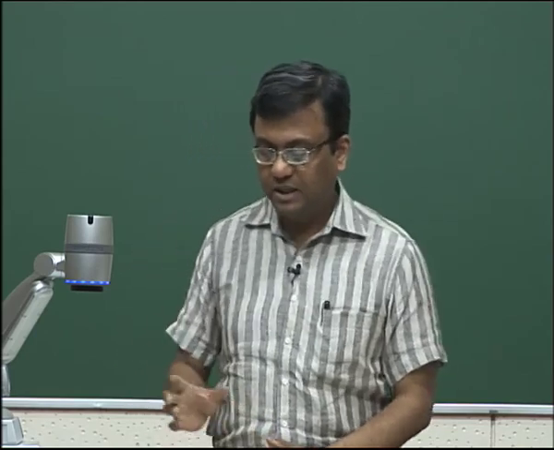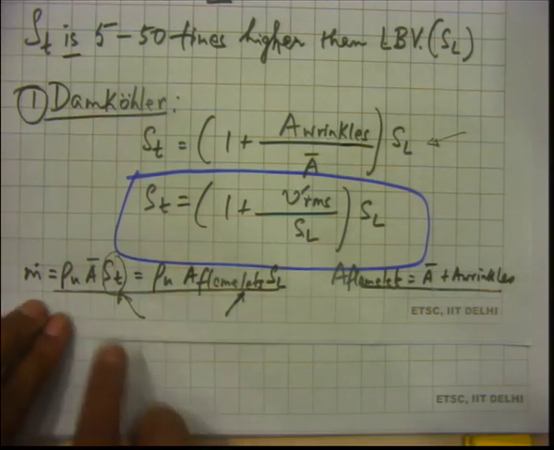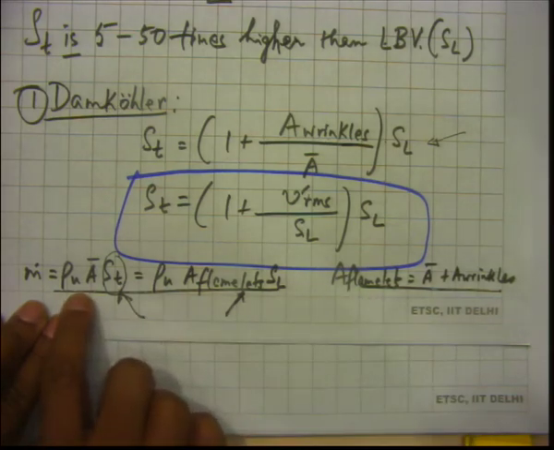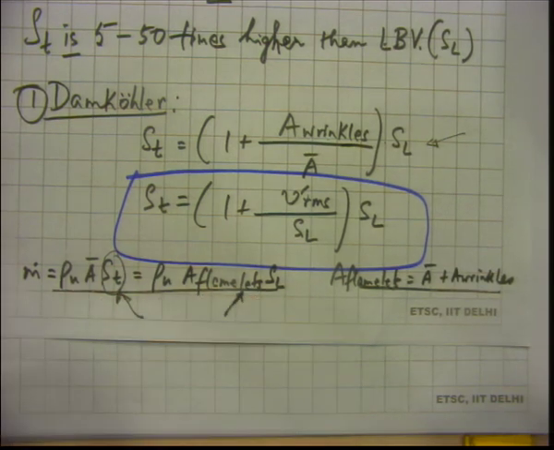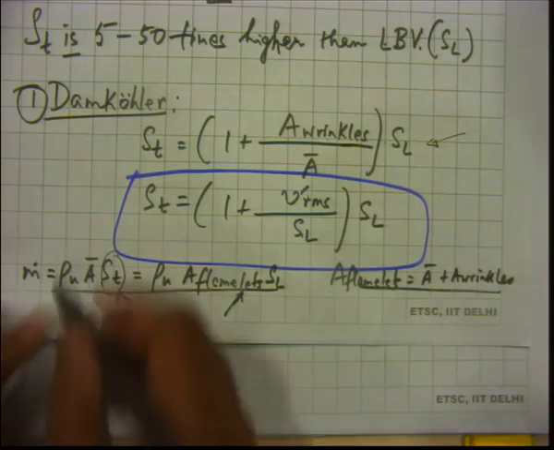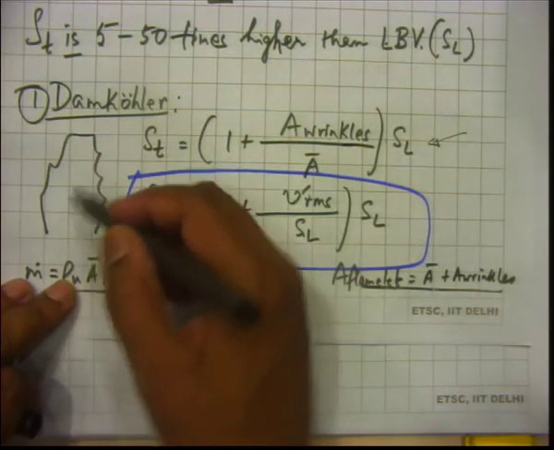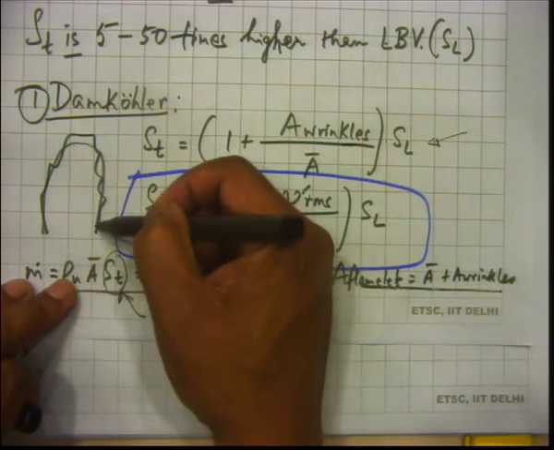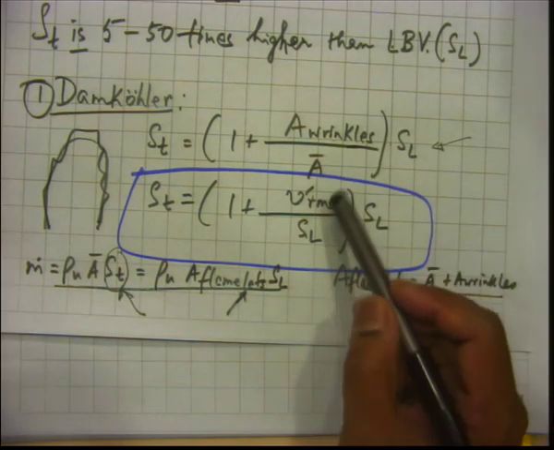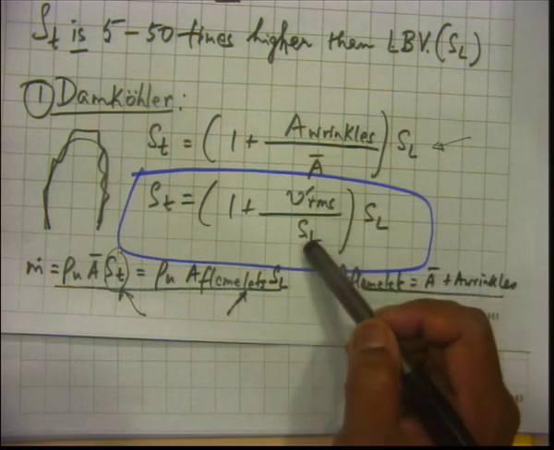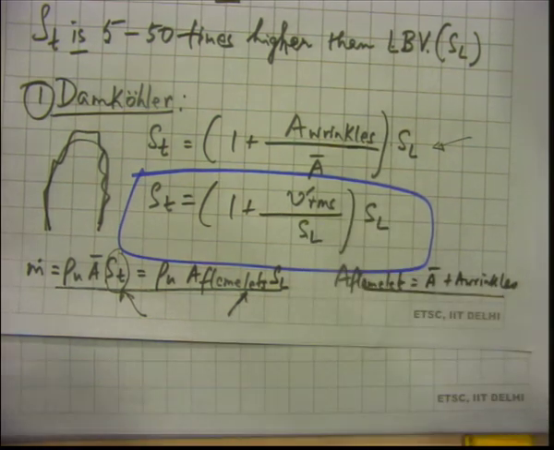Okay. So the basic justification for what you just now saw is from here, that he wrote rho u A bar ST as the mass consumption rate, and he wrote that equal to rho u A flamelets. A flamelets is more like this thing, okay, and A bar is more like this, and the difference between the two is actually wrinkles. So, this is more of a postulate that the wrinkles divided by A bar will go with V prime RMS divided by SL.